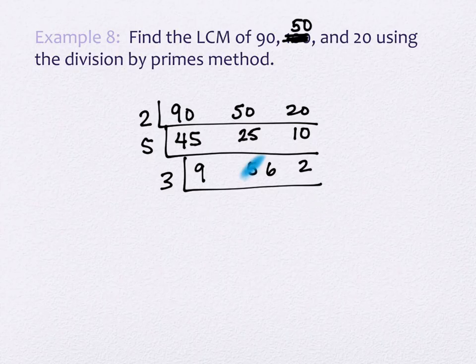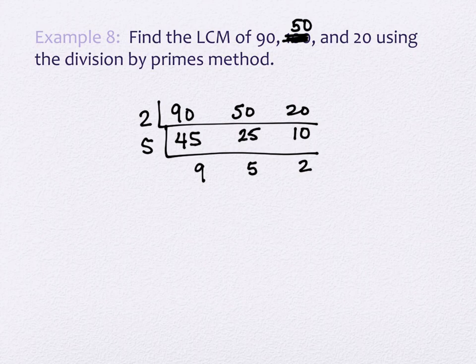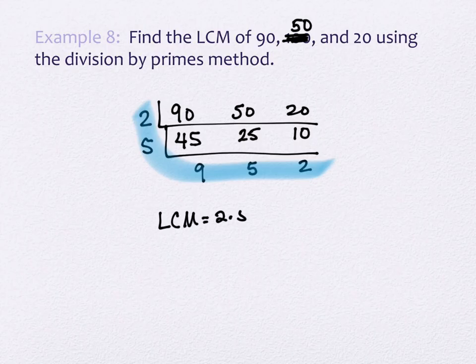Now, I'm going to go back and change it because that didn't actually happen. I don't actually have that. I would have this. There's nothing else that I can divide them all by. So do you know what I do? I multiply these together, including the numbers on the bottom. So my least common multiple is 2 times 5 times 9 times 5 times 2. And it will be the same 900 that I got a moment ago.